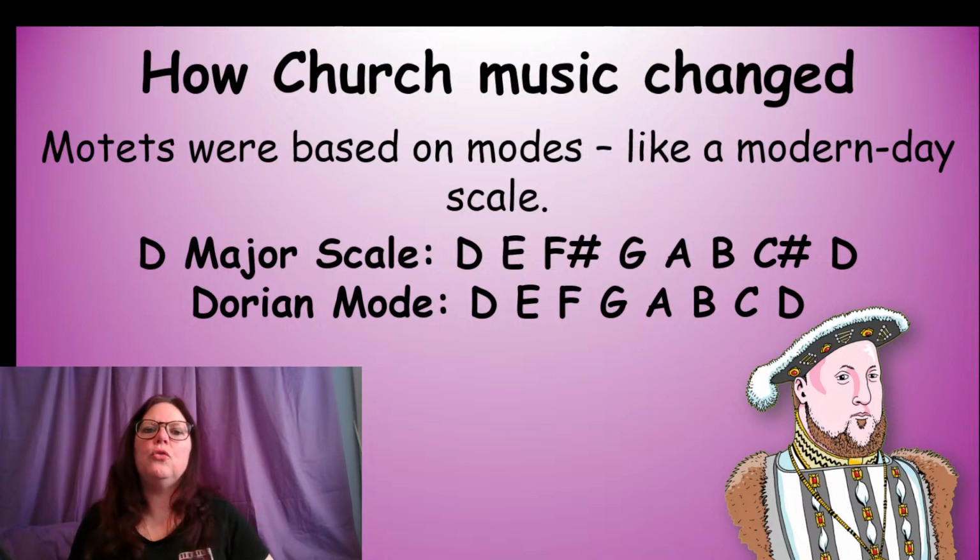Now let's listen to the Dorian mode, because the Dorian mode starts on a D, but it doesn't have an F sharp, it has a normal F. It doesn't have a C sharp, it has a normal C. So it sounds very different.